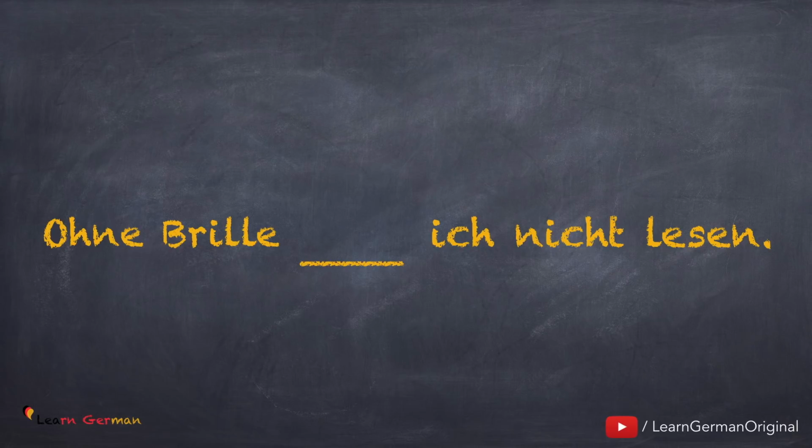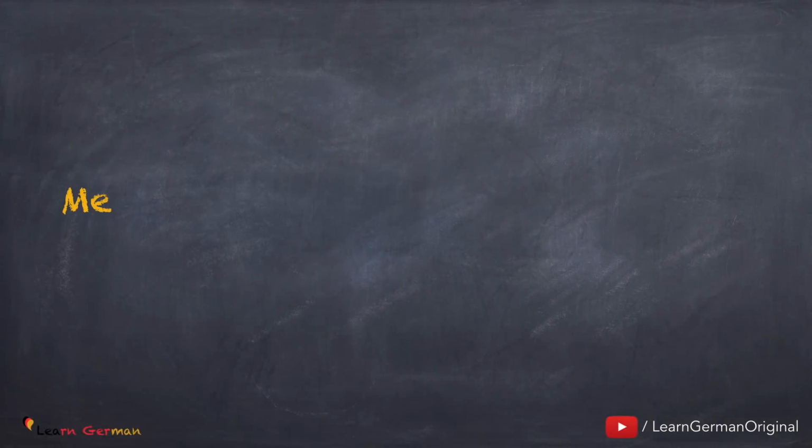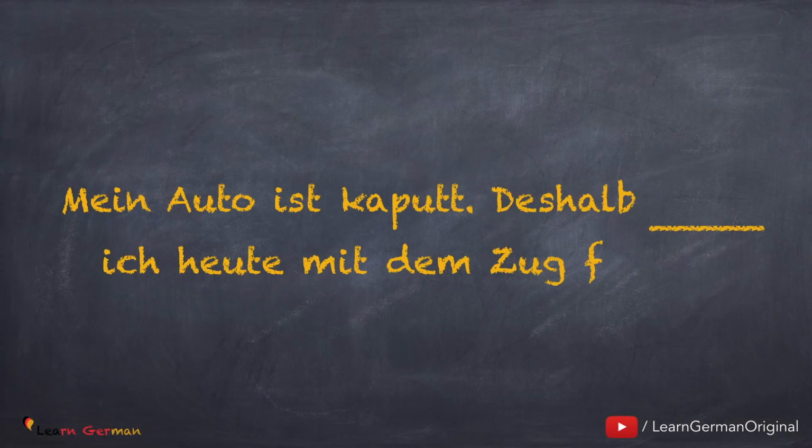And the correct answer is, Ohne Brille kann ich nicht lesen. Here again, we are talking about the inability of a person to read without glasses. Here's the next one. And the correct answer is, Mein Auto ist kaputt. Deshalb muss ich heute mit dem Zug fahren.